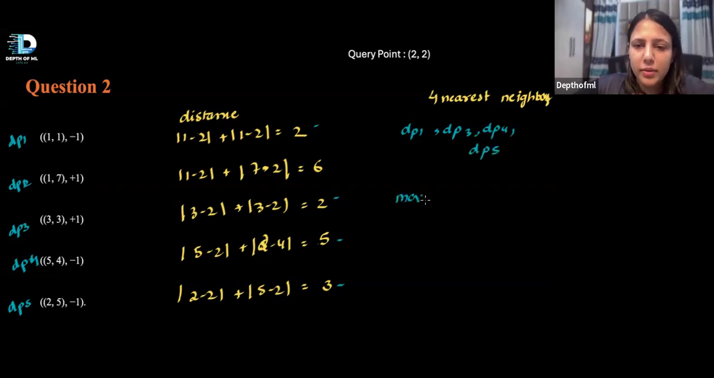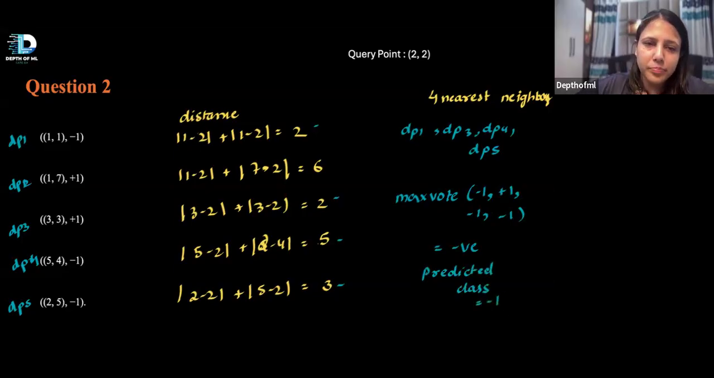So I will take a max vote of these. This is -1. This I'm not counting. This one is +1. This is -1. And this is -1, +1, -1, -1. Okay, so now you have negative. Fine. So the predicted class is -1. Fine. Okay.